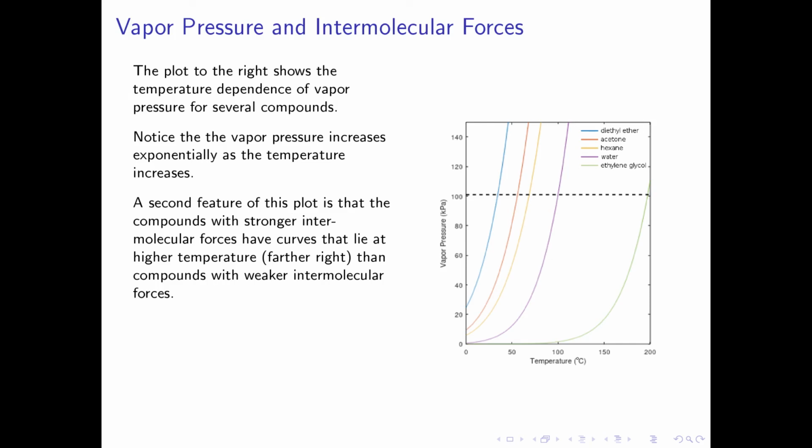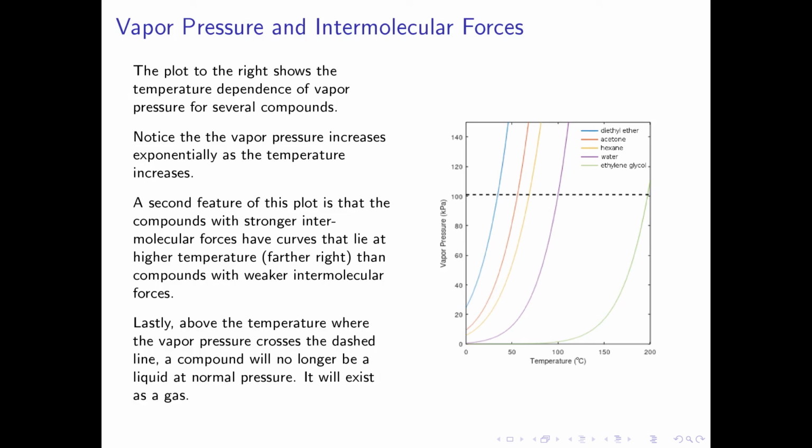On the other hand, water and ethylene glycol, which are the two curves on the right, both experience hydrogen bonding. Lastly, at any temperature above where the vapor pressure crosses the dashed line, a compound will no longer exist as a liquid at normal pressure. Rather, it will exist as a gas. From this, we see that above 100 degrees Celsius, 4 of the 5 compounds will exist as vapors rather than liquid, and only ethylene glycol will still be a liquid at those temperatures.